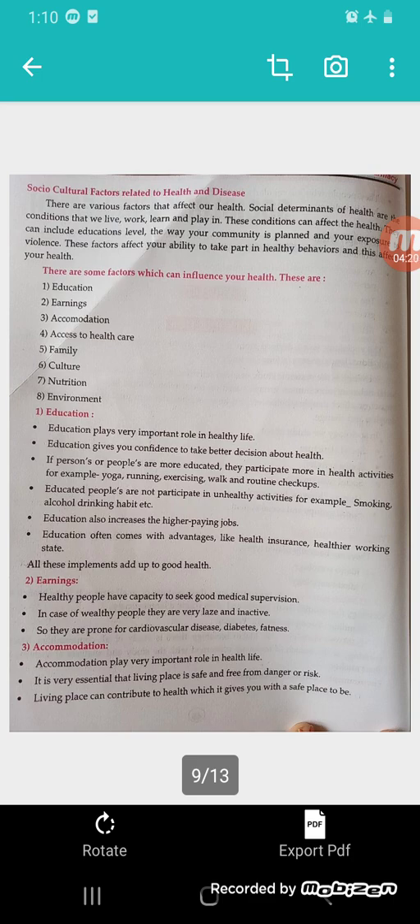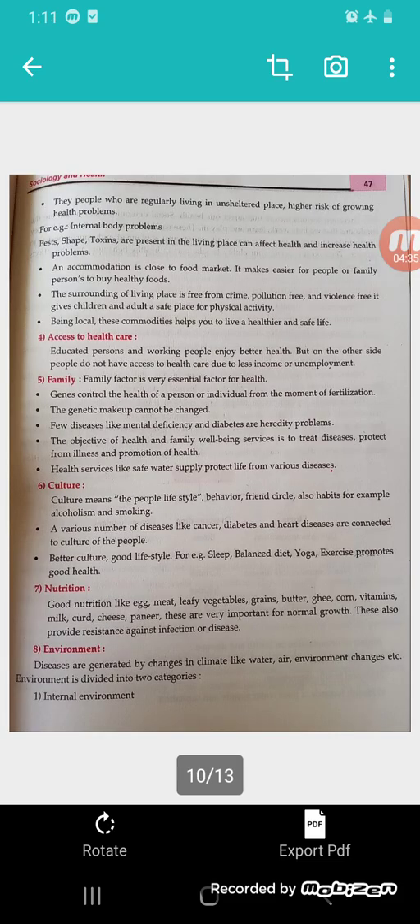Coming to accommodation. Accommodation plays a very important role in a healthy life. The living place should be safe, free from danger or risk. People who don't have a particular shelter, those who are living in an unsheltered place, are prone to high health problems, that is internal body problems. Pests and toxins present in the living place affect health and increase health problems. Accommodation should be near the food market so that the family who are living there can buy healthy food.